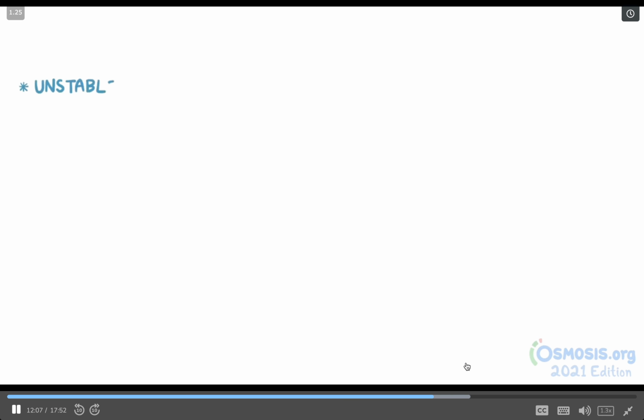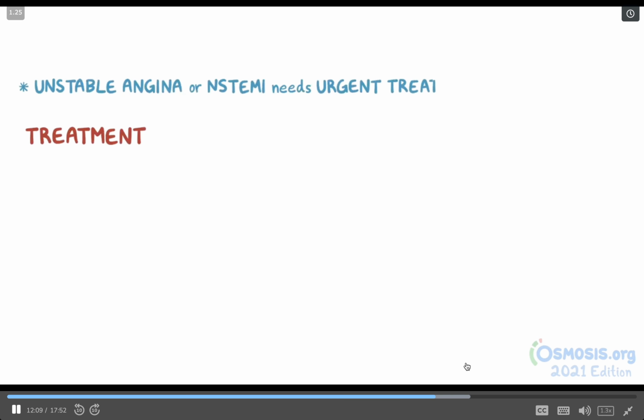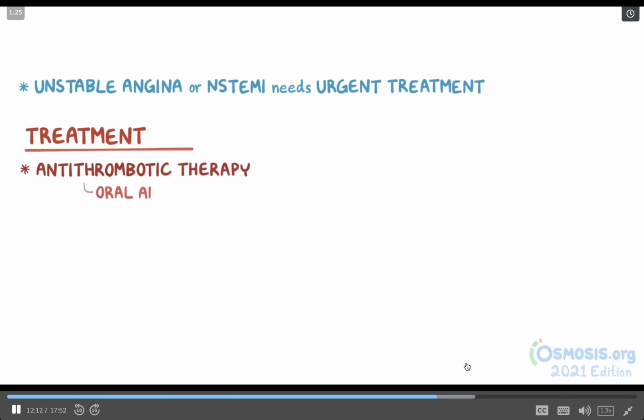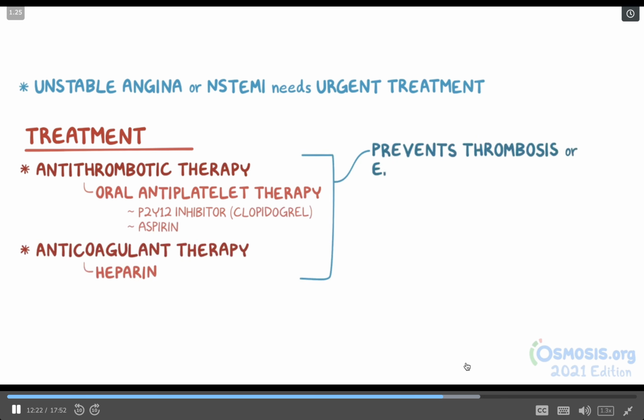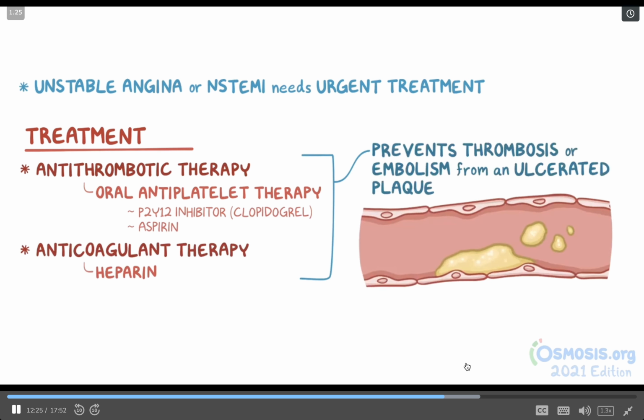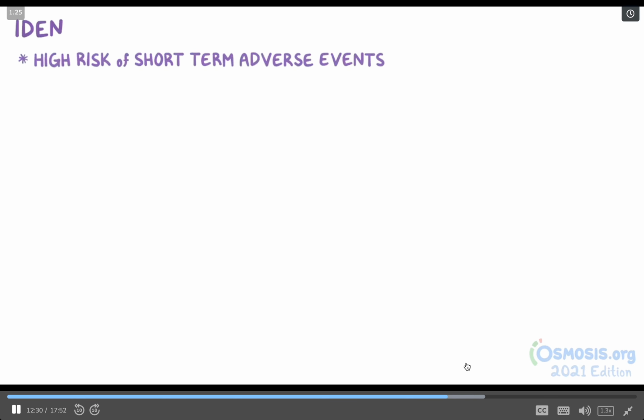So a patient with unstable angina or NSTEMI needs urgent treatment with antithrombotic therapy, both oral antiplatelet therapy with a P2Y12 inhibitor like clopidogrel, in addition to aspirin, and anticoagulant therapy with heparin to prevent thrombosis or embolism from an ulcerated plaque. After that, individuals at high risk of short-term adverse events should be identified.